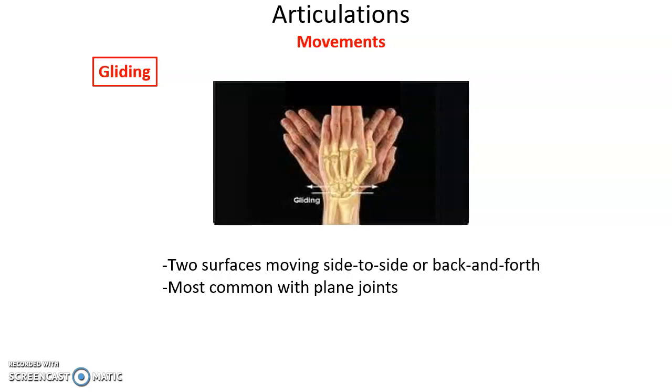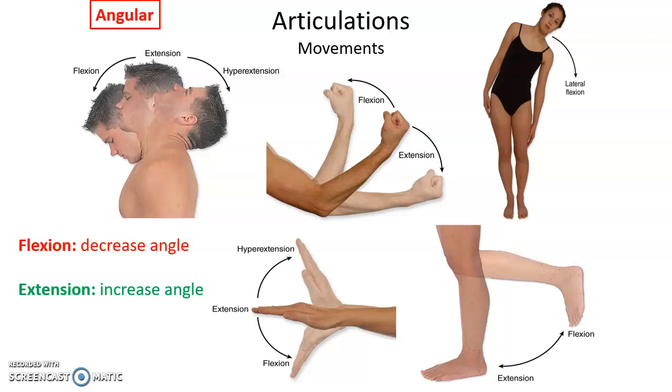So first up is the gliding movements, also known as side to side or back and forth. Again, this is most common between plane joints where you have two flat surfaces coming together, and it just allows for a slight bit of movement in one direction. So those are gliding movements. Then we have the angular movements.